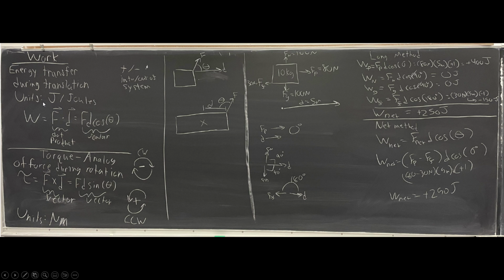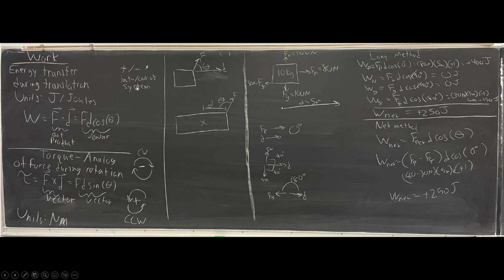Now, the units of work are going to be capital J or joules, and work is formally the dot product of force times the distance vector. Now, what that essentially means is we're trying to find the component of force that is parallel to our distance vector, or our displacement vector, I should say, which practically means that we'll take force times distance times the cosine of theta.